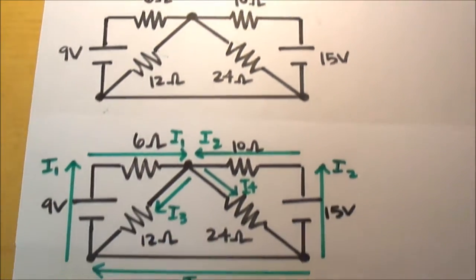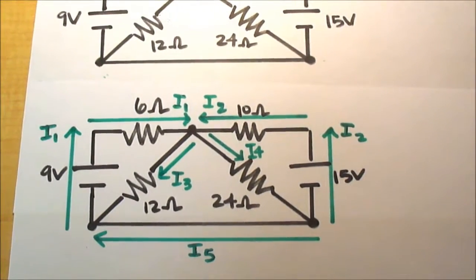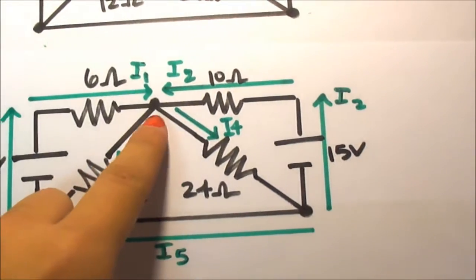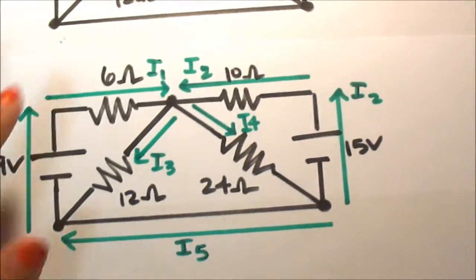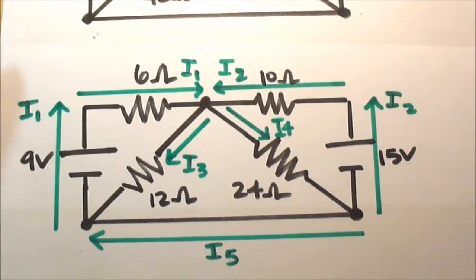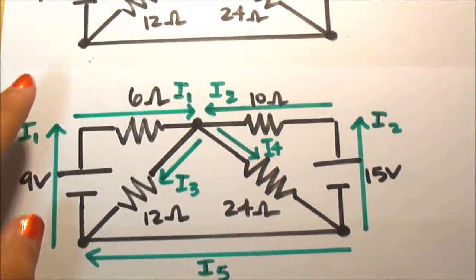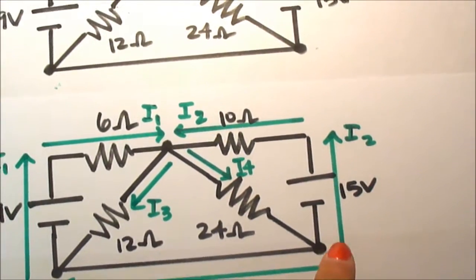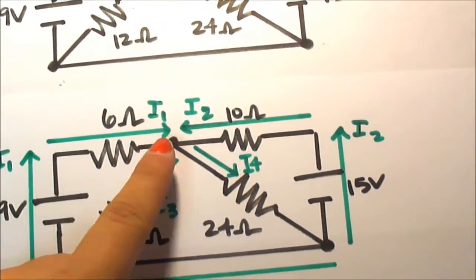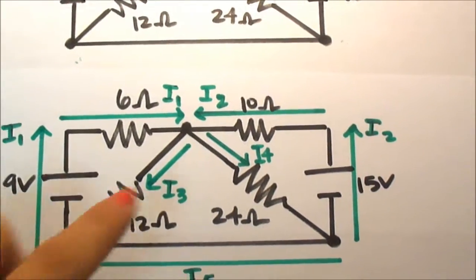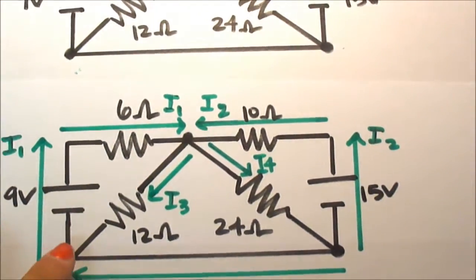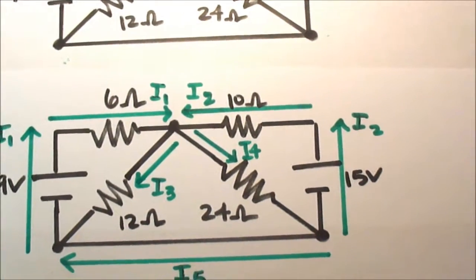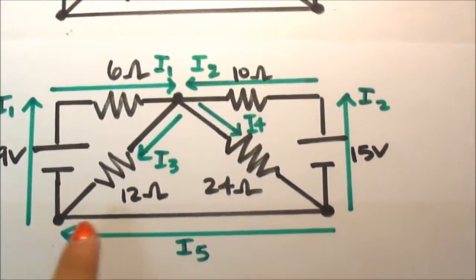So the first thing we're going to do here, we're going to label all of our currents. As you can see, we have different nodes, and everywhere there's a node, the current is going to stop. So we have I1 going here and around the corner, and it stops there at the node. And then we have I2 starting down here, going up and around the corner, again stopping at the node. I3 going from this node to this node. I4 going from this node to this node, and I5 going from this node to this node.